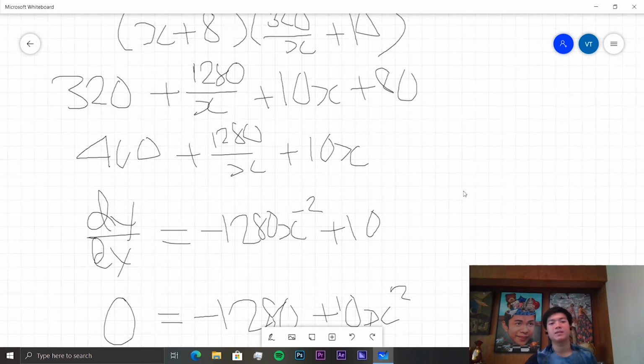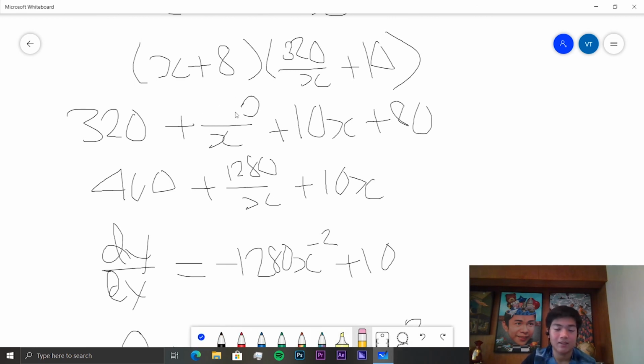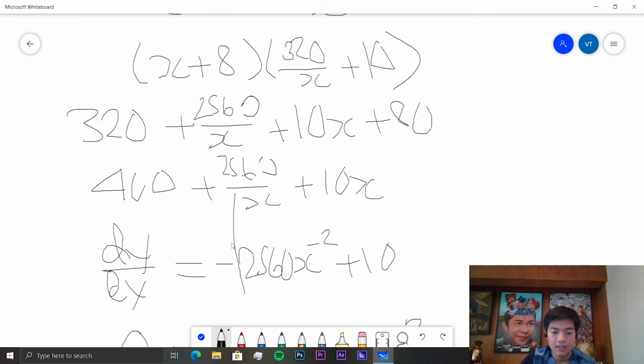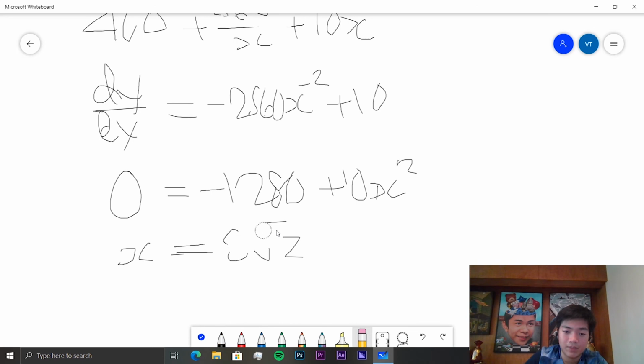Hold up, am I making a mistake? 8 times 32. Oh, sorry, this is 256. What am I doing? Cannot do mental math today. Anyways, this is 2560. So this is negative 2560. And so we actually have x is equal to the square root of 2560 over 10, which is equal to the square root of 256, so 16.